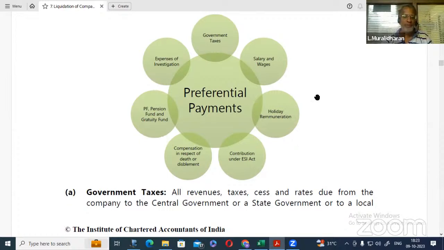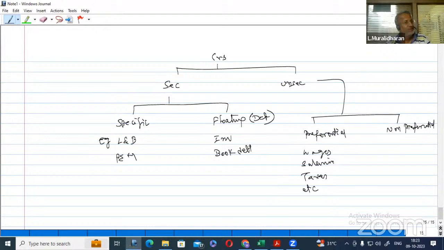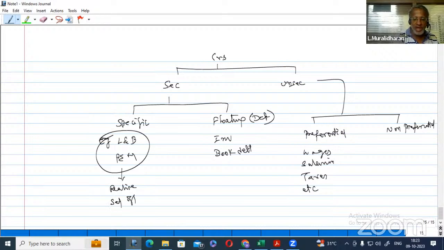Then provident fund, pension fund and gratuity fund, expenses of investigation, governments and taxes. That is what, in brief, I have just communicated. So these people should be paid first. See, actually, secured creditors having a specific charge will take charge of these assets, realize from these assets and set off against the liabilities, and the balance, if any, they give to the liquidator. So that is what we have got to understand.